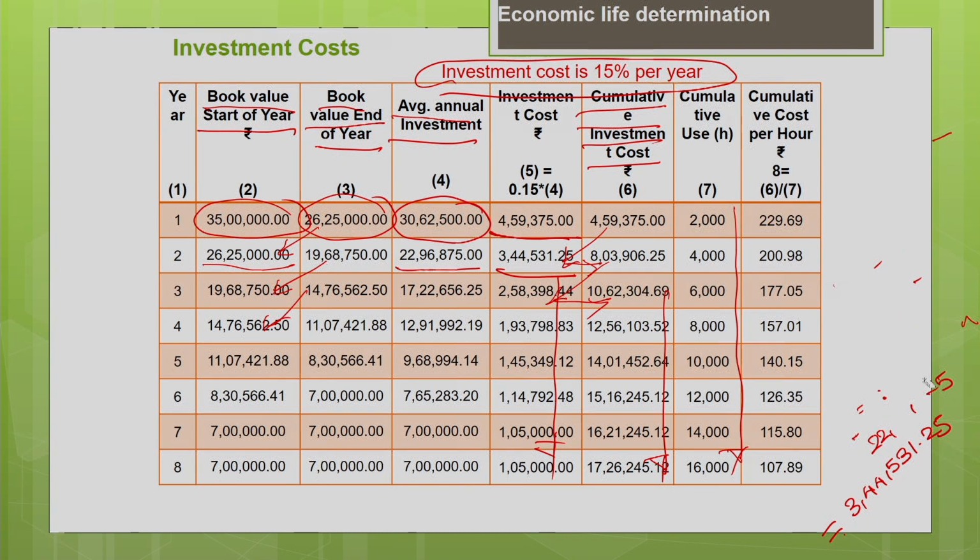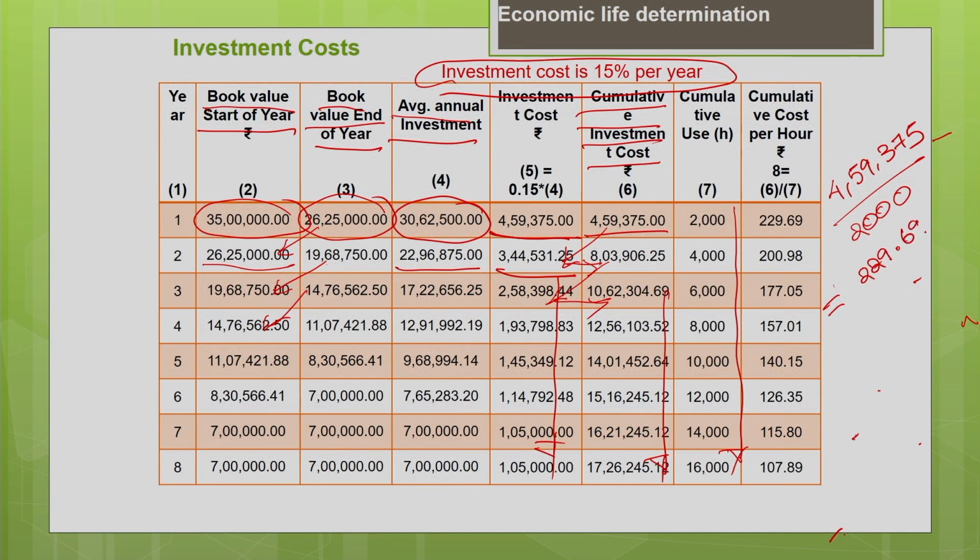Okay. So, now you can see the cumulative cost per hour. So, how do you find the cumulative investment cost per hour? So, cumulative investment cost is nothing but for the first year 4,59,375 for the first year. Okay. The investment cost divided by the usage for the first year, 2000 hours. It gives you the cost per hour as 229.69 per hour. So, this is your cumulative cost per hour for the first year.